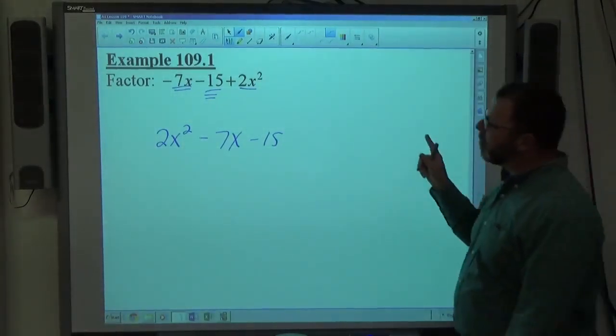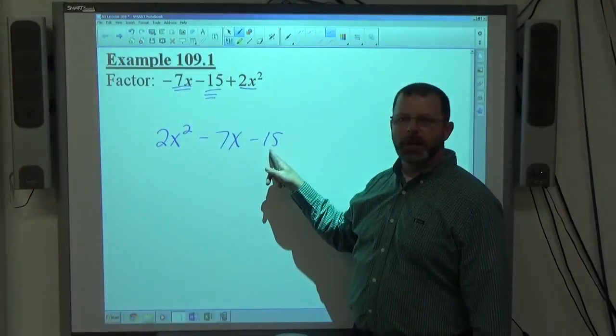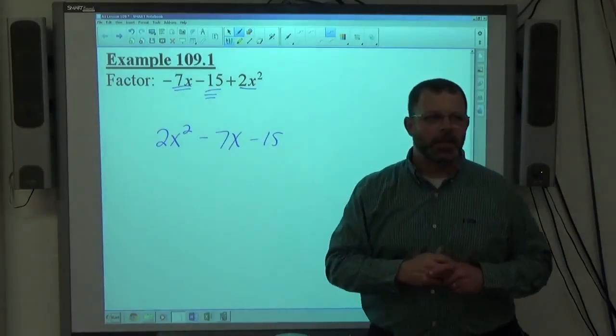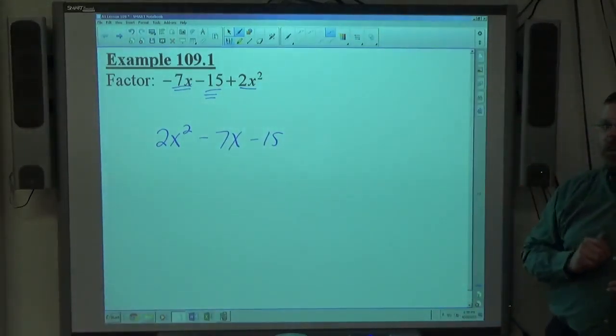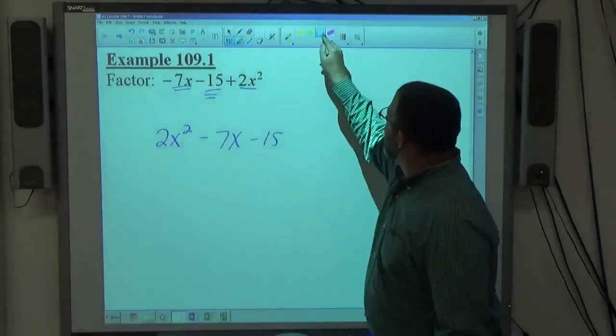And again, up till now, this has been 1x squared, so our job was to find two numbers that multiply to make negative 15, and also added to make negative 7, then we broke it down like we always did. We got the answer. Now, when you get a number in front of x squared, it's a little bit more complicated than that, but not a lot.